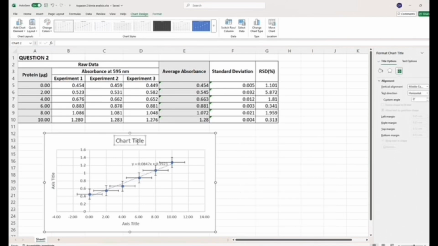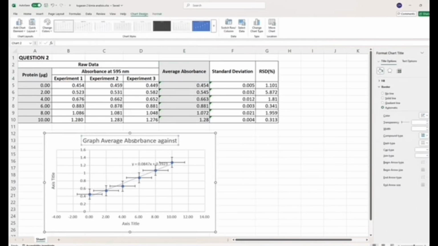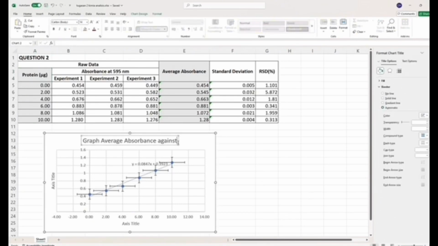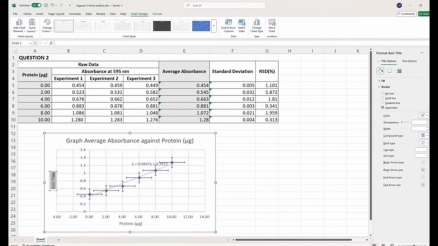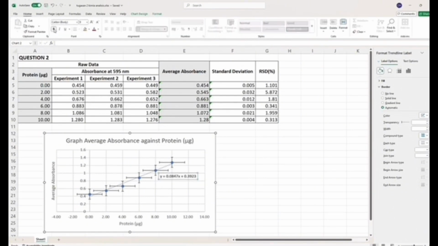Moreover, the error bars on the graph represent the standard deviation of the absorbance values for each protein concentration. This shows the variability or consistency of measurements across the three experiments.